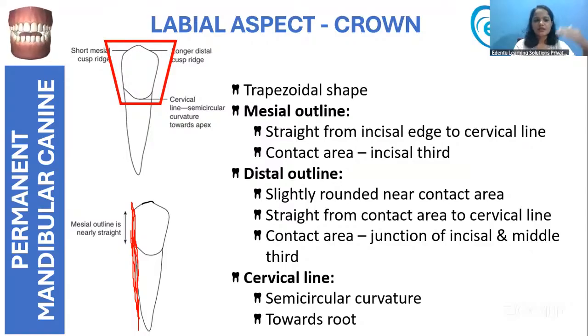As you can see, the contact area is a little bit high. It is towards the incisal third. Whereas in the distal outline, if you look at it, it is more rounded. The contact area is near the junction of the incisal and middle third, a little bit lower when compared to the mesial outline.